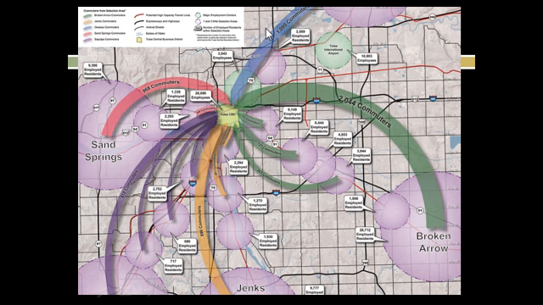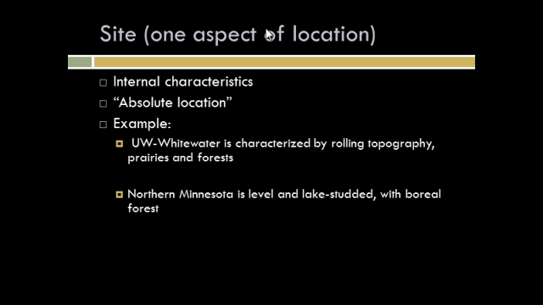All right, very good. Let's move on to the second of the two main topics that we're going to talk about today. The second has to do with location, and we're going to differentiate between two different aspects of location. The first of these is called site. Site basically refers to those characteristics of a place that are internal to the place. Another way of talking about that is that site equals absolute location as opposed to relative location.